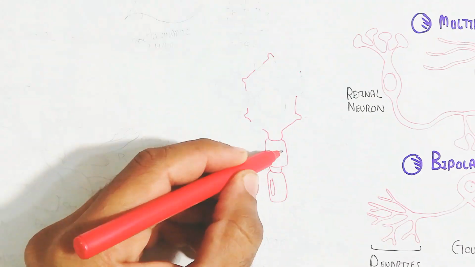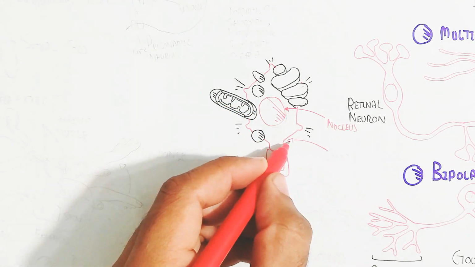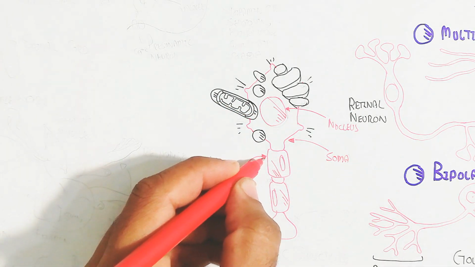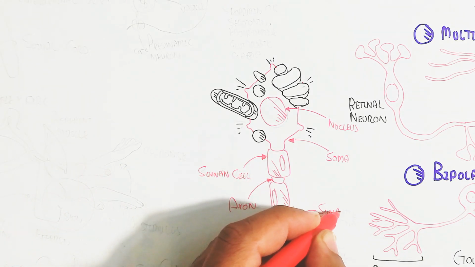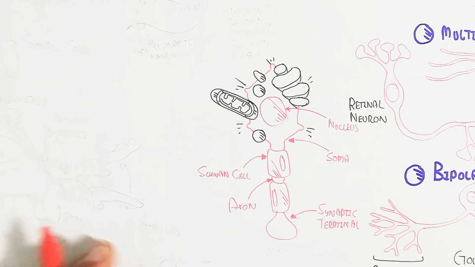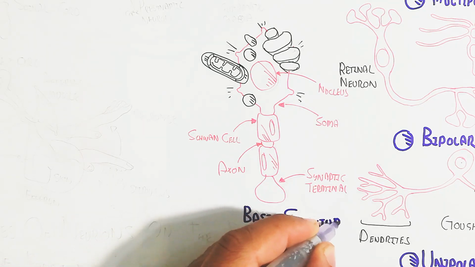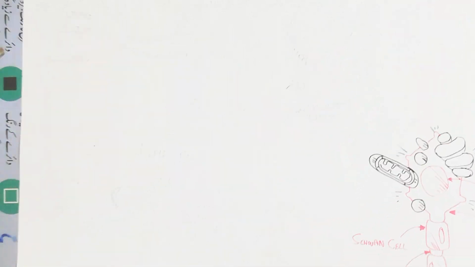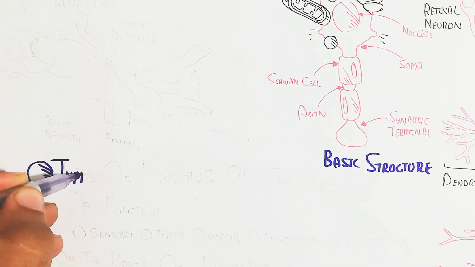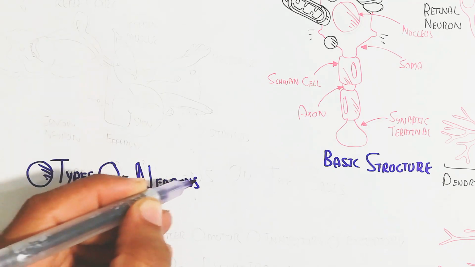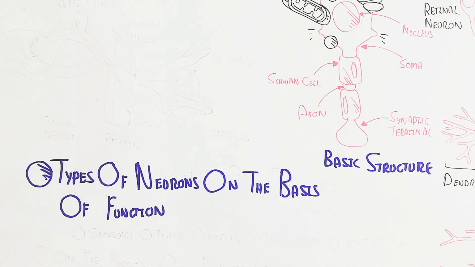The types of neuron on the basis of function we will discuss. First of all, again I am describing the basic structure of the neuron. This contains mitochondria, endoplasmic reticulum, mesosome, peroxisome, and nucleus, and the soma is collectively known as this. The Schwann cell is wrapping around the axon, and the axon is used for the depolarization travel, and the synaptic terminal can trigger another neuron or muscle or any other thing.